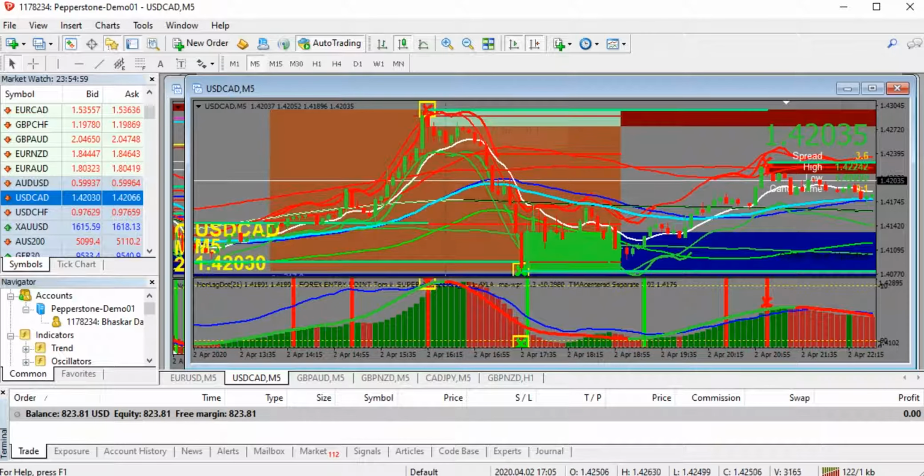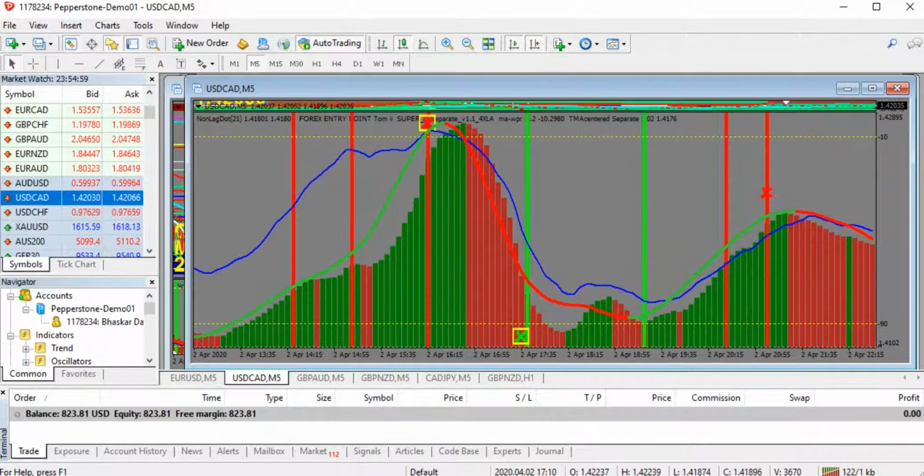See this bubble setup, right? Even there's the fluorescent line. It's still a setup, right? Tally it with the red histogram. Look at it.